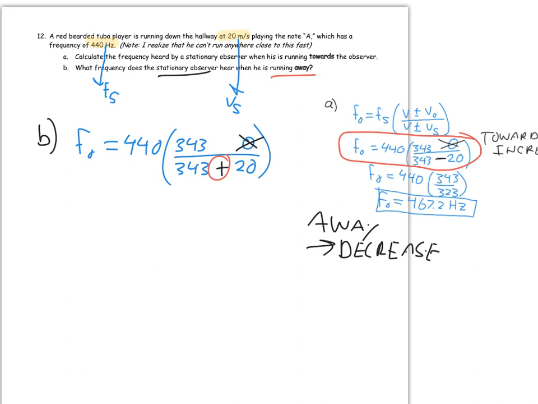And so when we go and actually do this math here, what we end up getting is the frequency observed is going to be 440 times 343 over 363 now. And when we solve that, we get the frequency observed when the tuba player is going away is going to be 415.7 hertz.